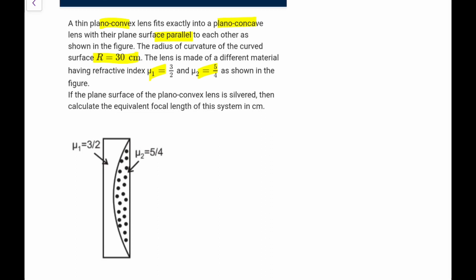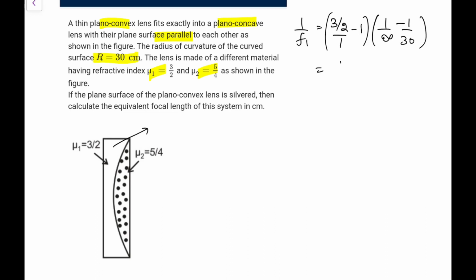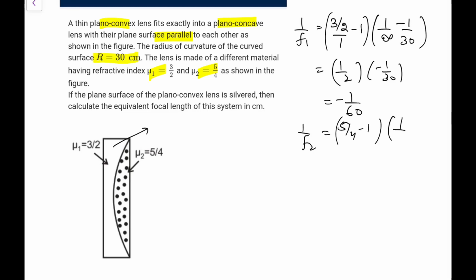So first of all, 1 upon f1 would be (3 by 2 minus 1) times (1 upon infinity minus 1 upon R). R is what you are given as, this would be 30 centimeters. So it would be 1 by 2 into minus 1 by 30. So this is minus 1 by 60 that you get as 1 by f1. 1 by f2 would be (5 by 4 minus 1) times (1 upon 30 minus 1 upon infinity). So this comes out as 1 by 4, 1 by 120.